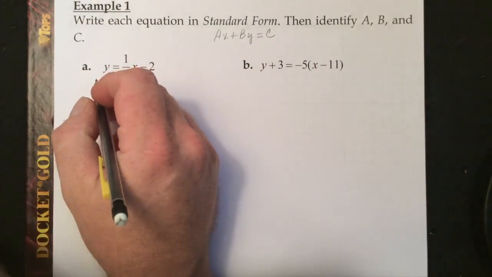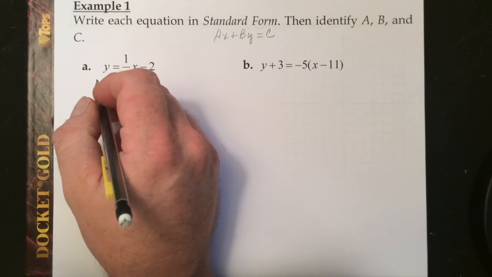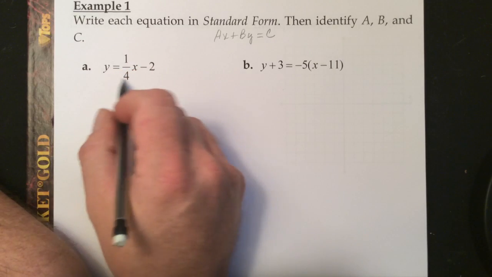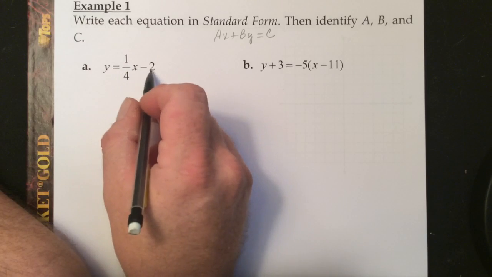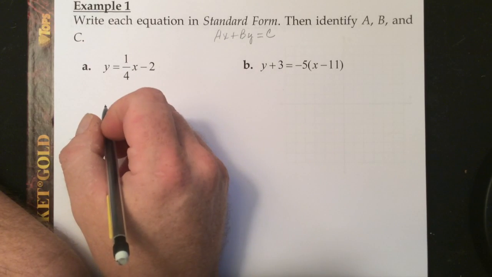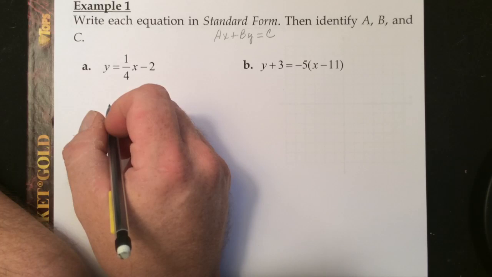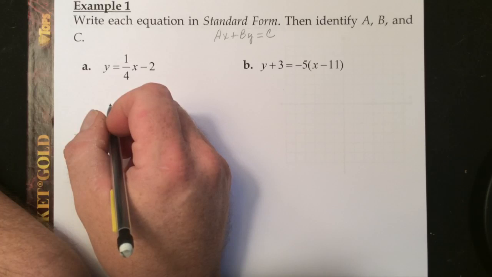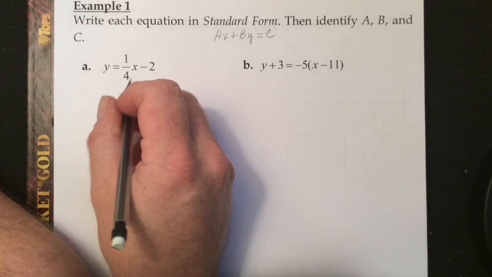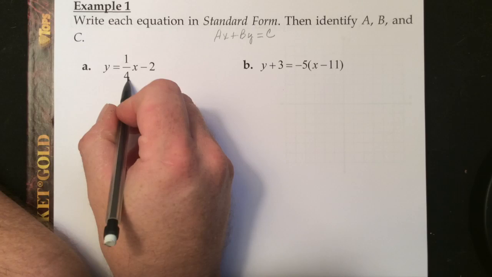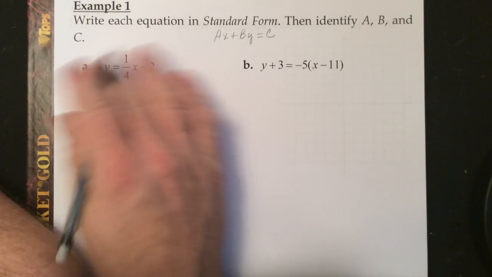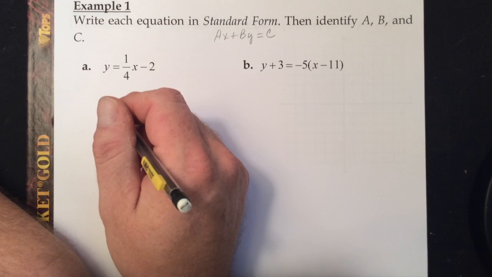Starting with part A. In part A, we have what looks like it's in slope-intercept form, y equals mx plus b, but they want us to write it in standard form. Anytime you have a fraction in an equation, you can get rid of it by multiplying both sides of the equation by the denominator of the fraction, or by the least common denominator of all fractions in the equation. So if we multiply both sides by 4 here, we can get rid of this 4 and we won't have to deal with fractions anymore.